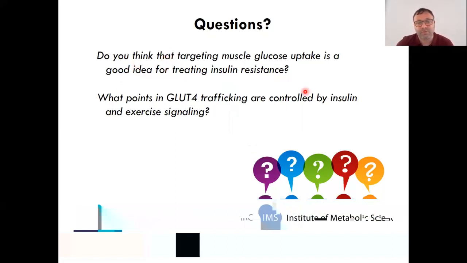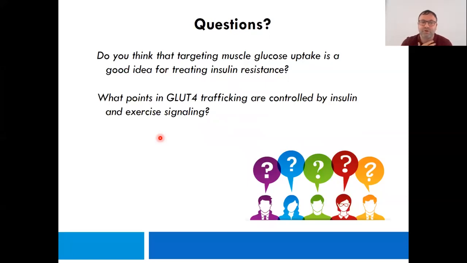And if we go down that line and we think it is a good idea, how would we then try and address that? And I think one way to do that would be trying to understand how GLUT4 trafficking is regulated by insulin and exercise signaling.